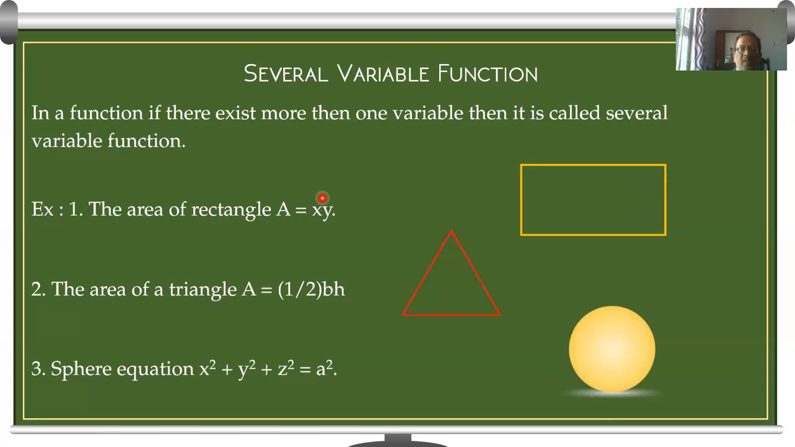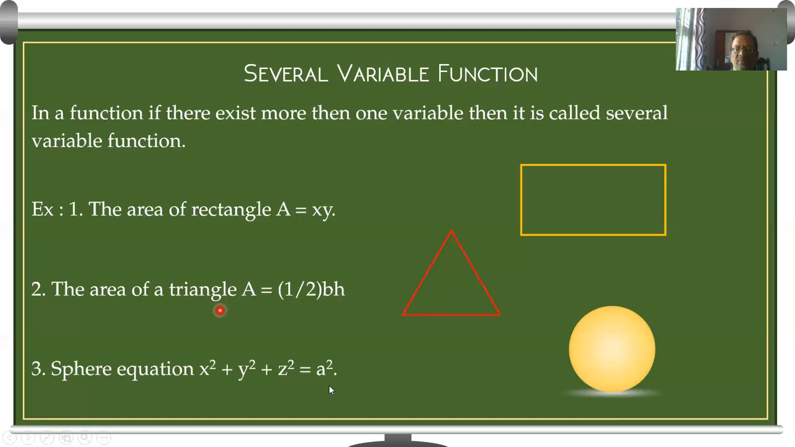And next, I am checking a triangle. In the triangle, the simple formula for the area is half into base into height. If the base is b and the height is h, the triangle area is half into b into h. If any one value changes, definitely the area also changes. Therefore, it is also a several variable function.